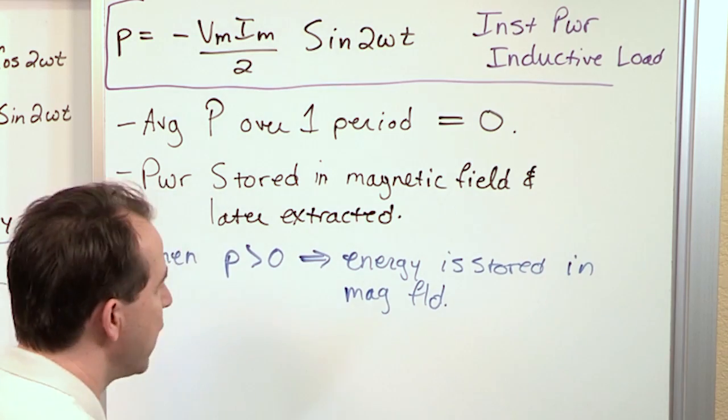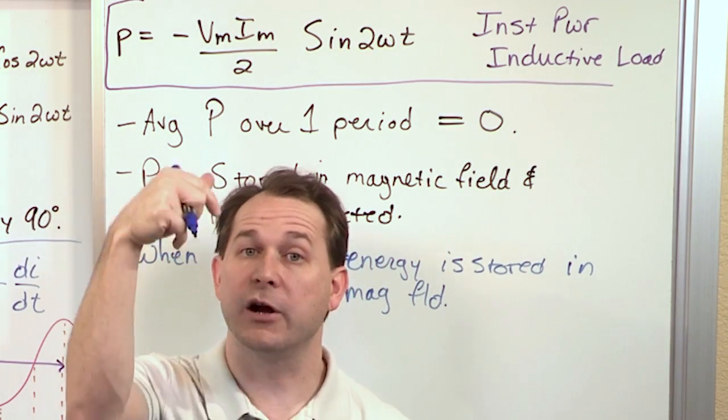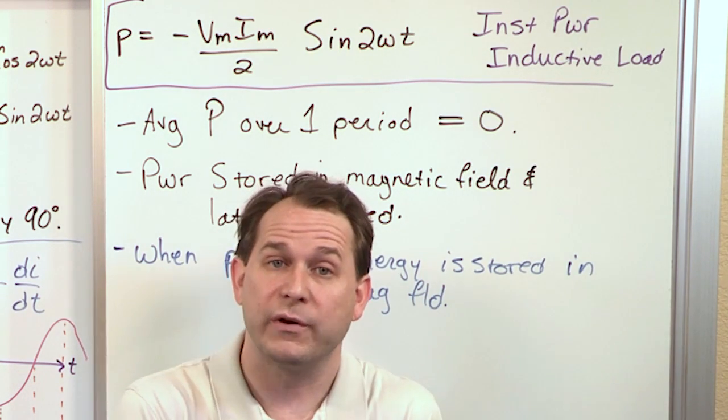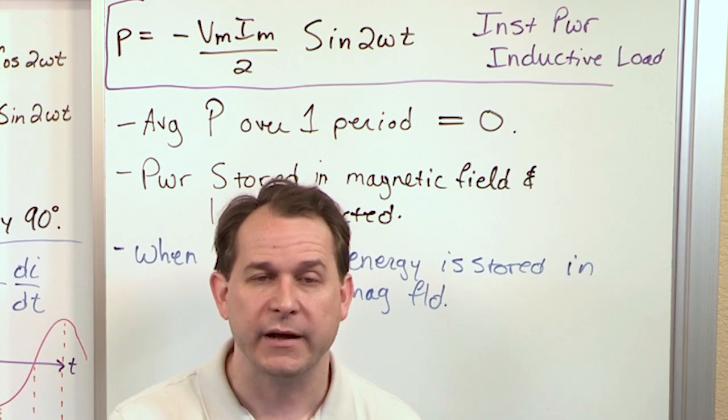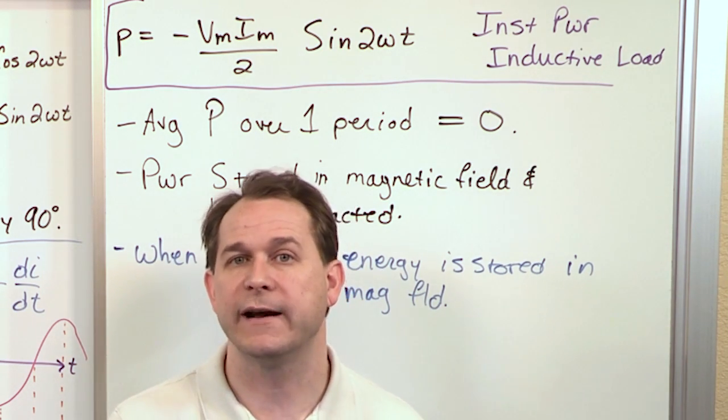And what magnetic field are we talking about? Don't forget, an inductor is a coil of wire. The reason it's coiled like that is to concentrate the magnetic flux inside of that coil. So the energy is actually stored in this invisible thing we call the magnetic field, and it's a real thing. It's energy stored there that can do work later on down the line.